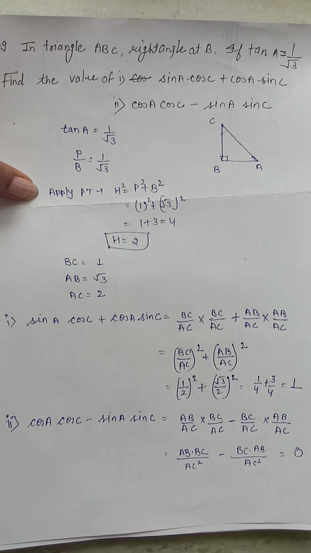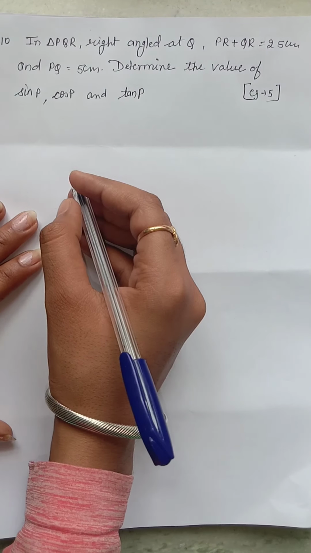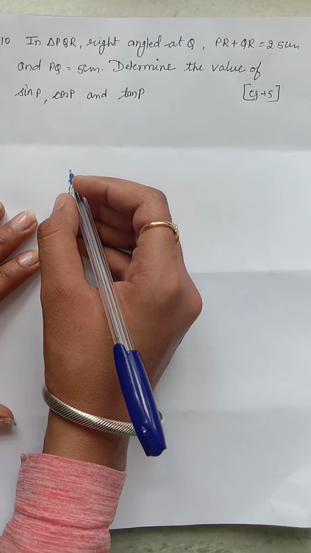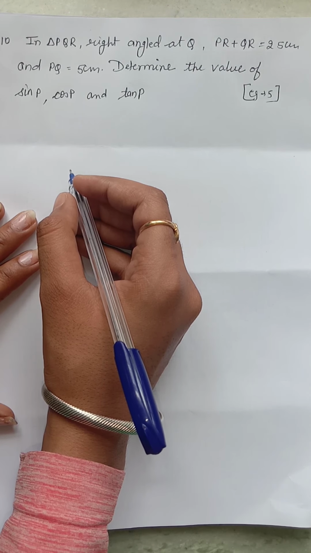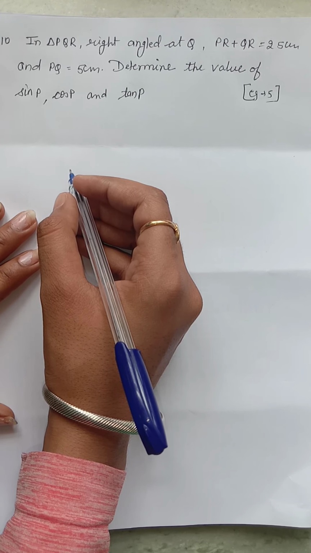Question number 10 states that in triangle PQR, right angle at Q, PR plus QR is equal to 25 centimeter and PQ is equal to 5 centimeter. You have to find the values of sin P, cos P and tan P. It is similar to example number 5. So PQ is given.